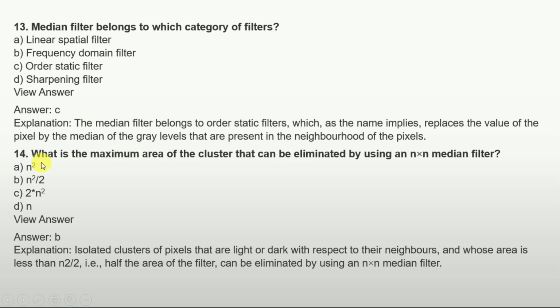So here is also a conceptual question. What is the maximum area of the cluster that can be eliminated by using an n by n matrix filter? Option A is n square, option B is n square by 2, option C is 2 multiplied by n square, option D is n. So the answer is option B, that is n square by 2. If we see the explanation, we get to know that isolated clusters of pixels that are light or dark with respect to their neighbors, and whose area is less than n square by 2, which is half the area of the filter, can be eliminated by using an n by n median filter.